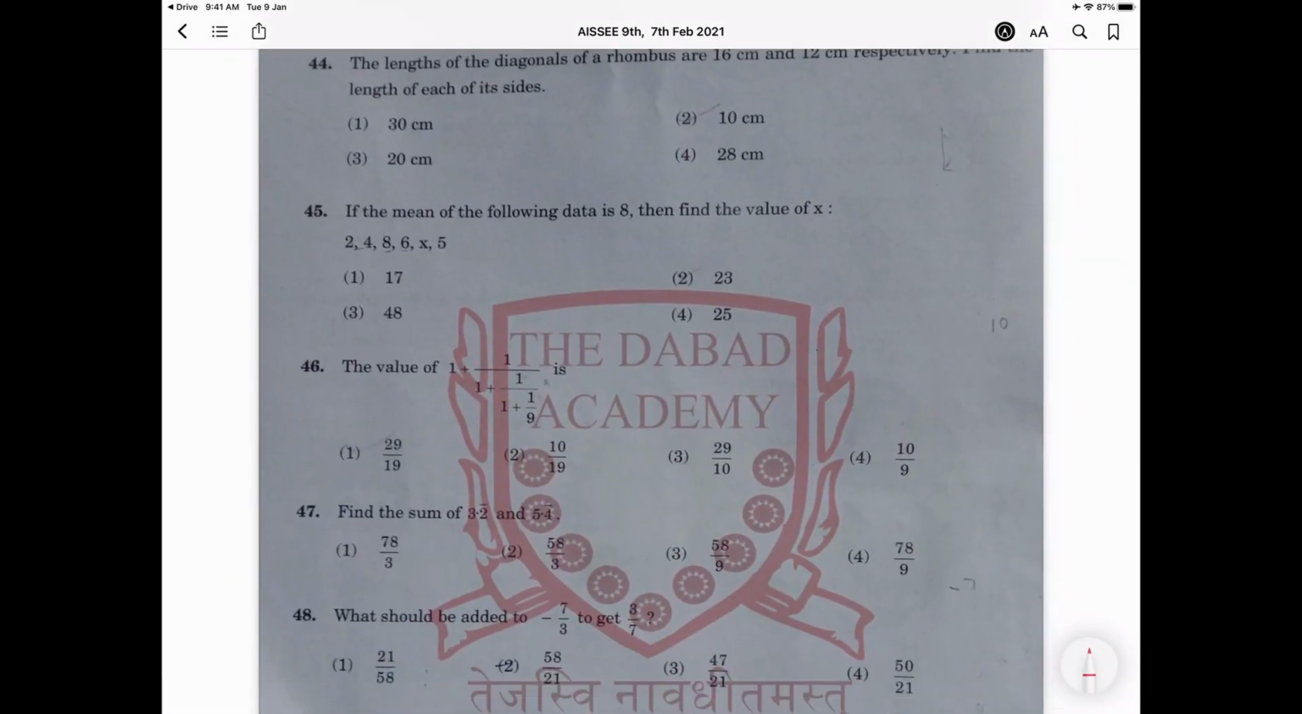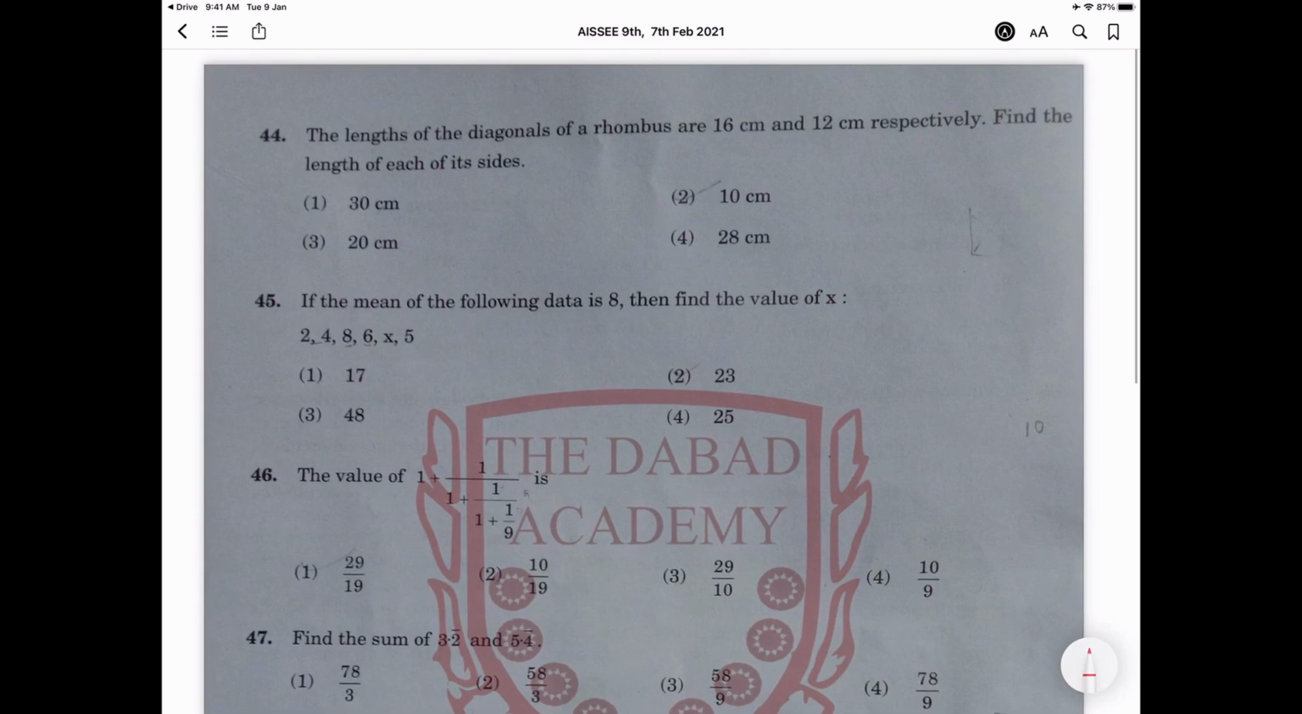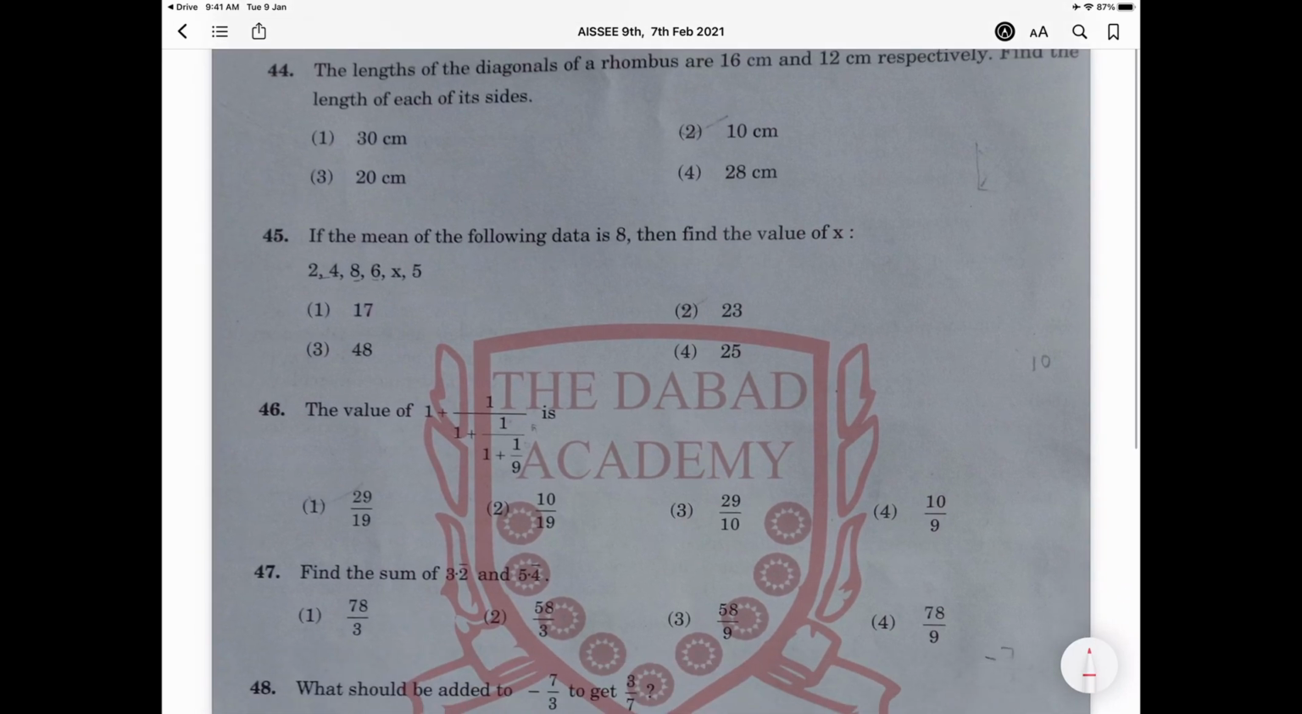In question number 44, the lengths of the diagonals of a rhombus are 16 cm and 12 cm respectively. Find the length of each of its sides. So in question number 44, the correct answer is 10, which is option number 2. In 45, if the mean of the following data is 8, then what is the value of x?